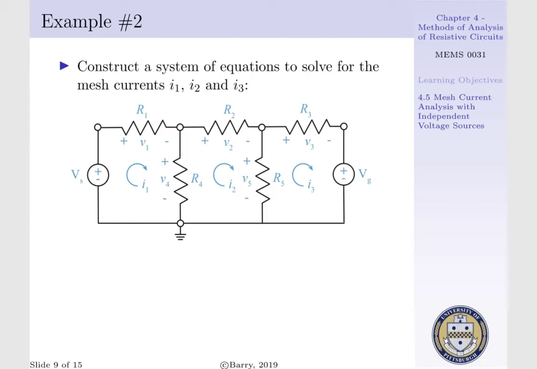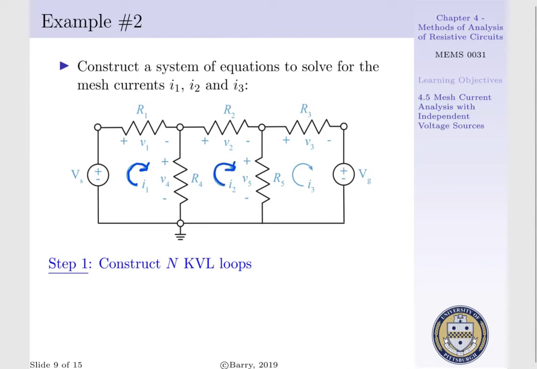Let us consider example 2, where we want to construct a system of equations to solve for mesh currents I1, I2, and I3. Given the circuit below, we can follow our four-step procedure, such that we need to construct n KVL loops. We have loop 1, the I1 flows through, we have loop 2, the I2 flows through, and we have loop 3, the I3 flows through.